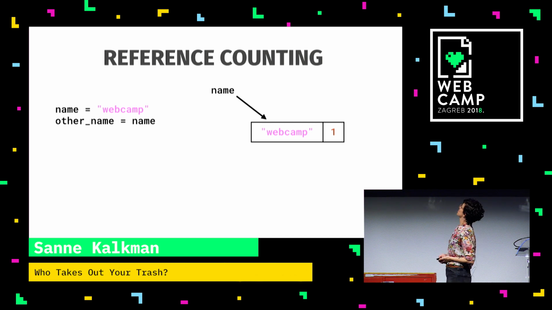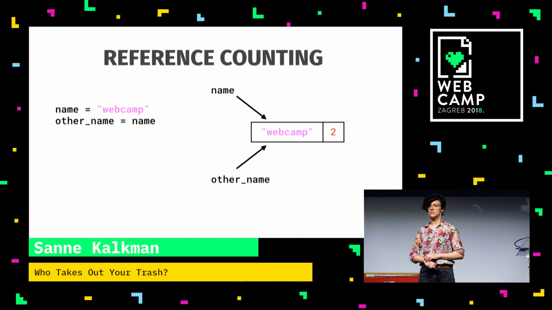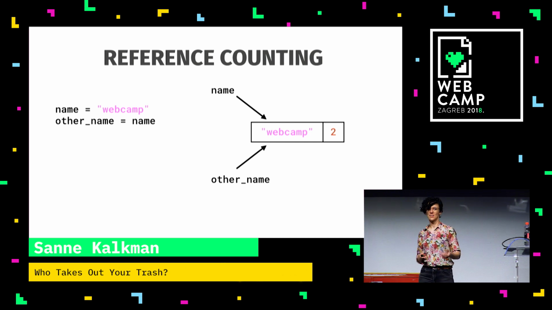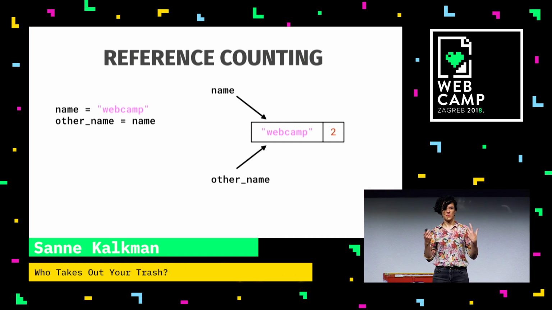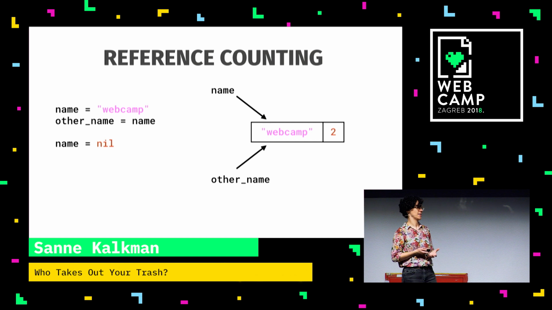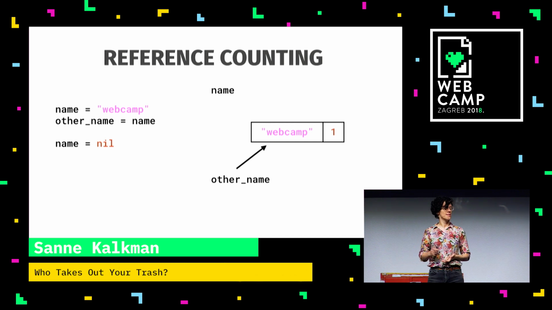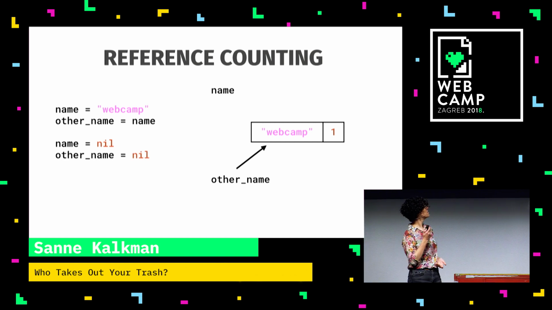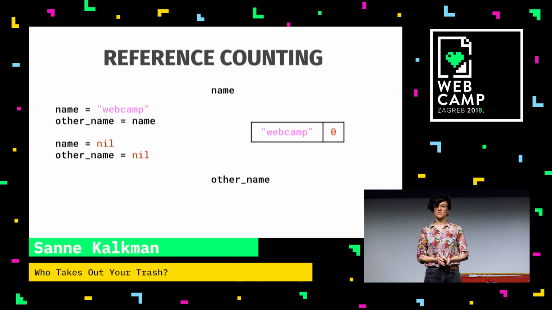And another very creatively named variable called otherName will point to the same thing. And now, WebCamp has 2 references or pointers to it. It's a little bit more complicated than this in reality, but this is the basic idea. And if we get rid of them, we just drop the counter. We set name to nil or null or none or whatever it is in your language of choice, and we take off one of those references.